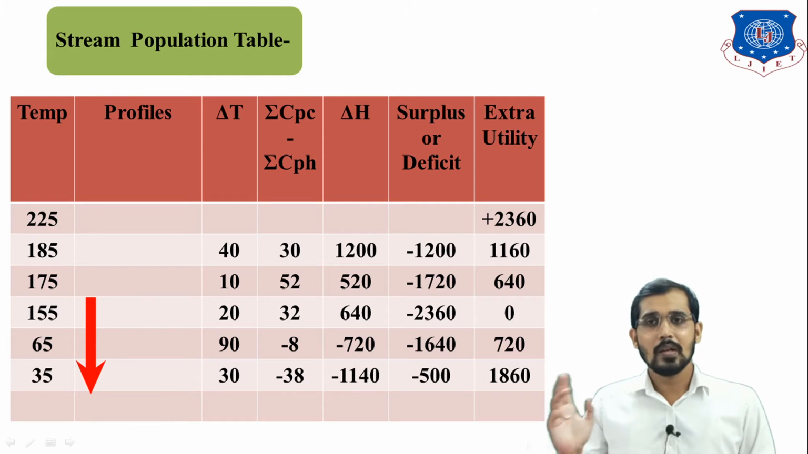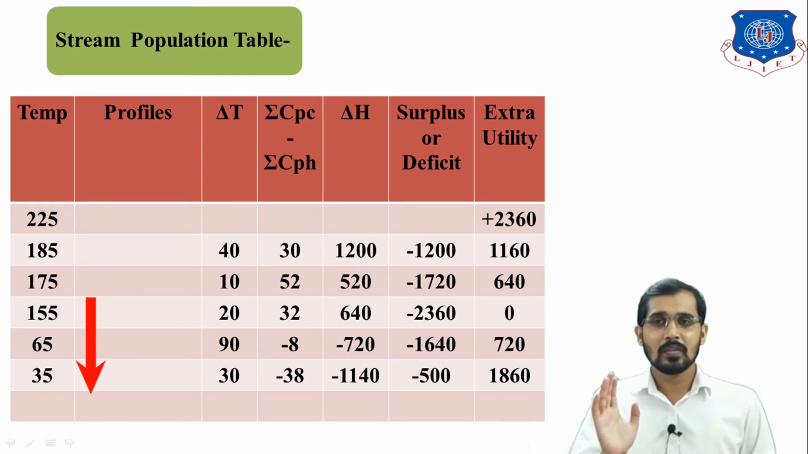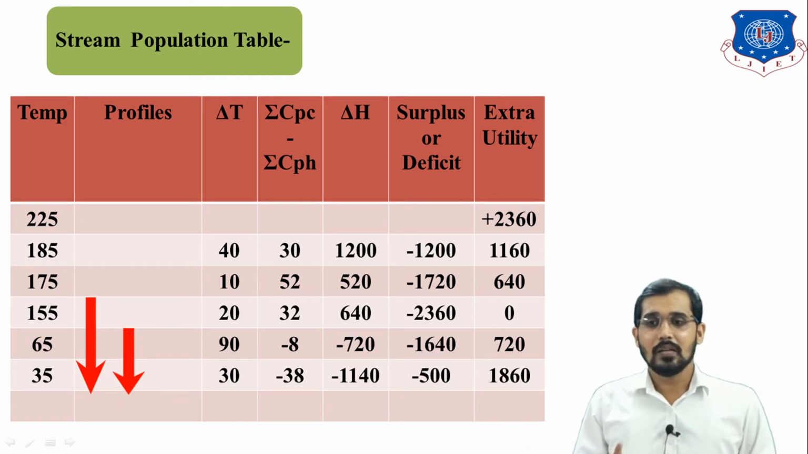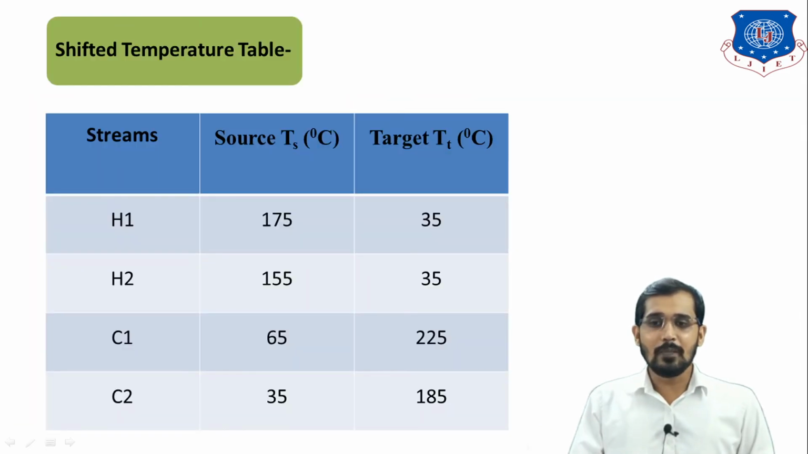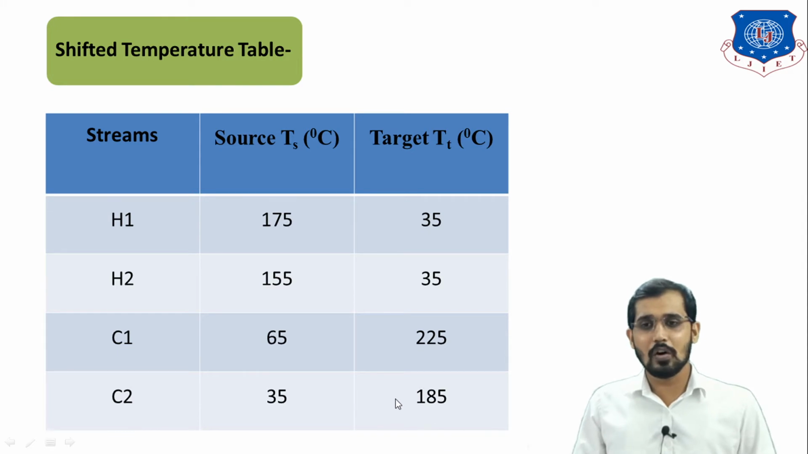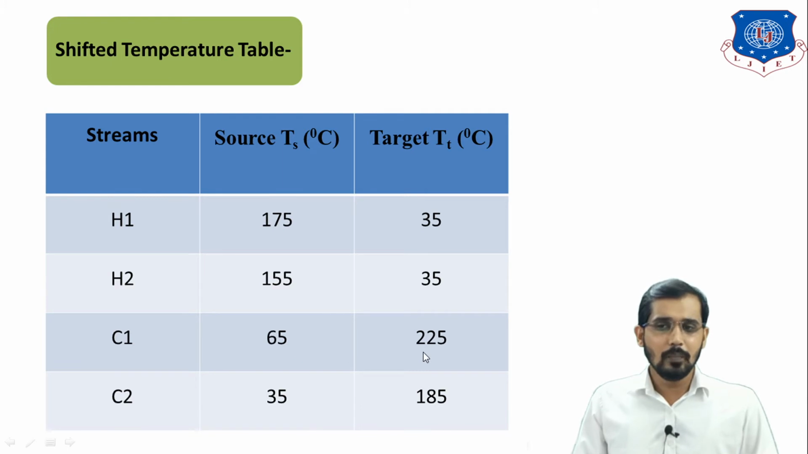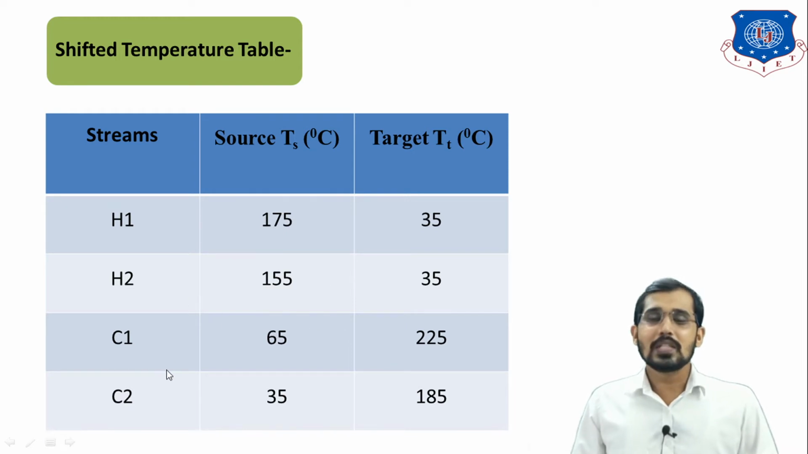We have seen in the previous table that the H1 stream's source temperature is 175 and target temperature is 35. Now the second profile: you can see in this table it is 155 to 35. The H2 stream is flowing from the higher temperature, 155 to 35, because this is a hot stream. Then the cold stream C1 moves from 65 to 225 and the C2 stream moves from 35 to 185. So similarly, we are going to draw profiles for H2, C1 and C2.